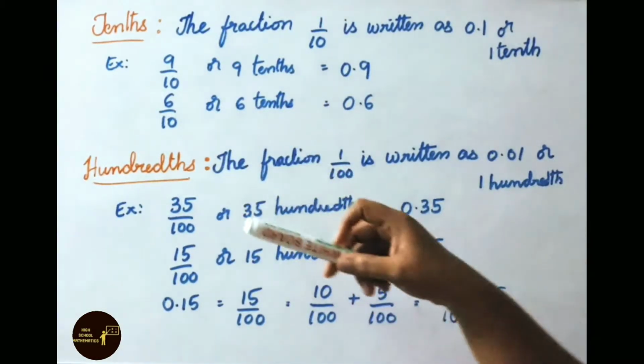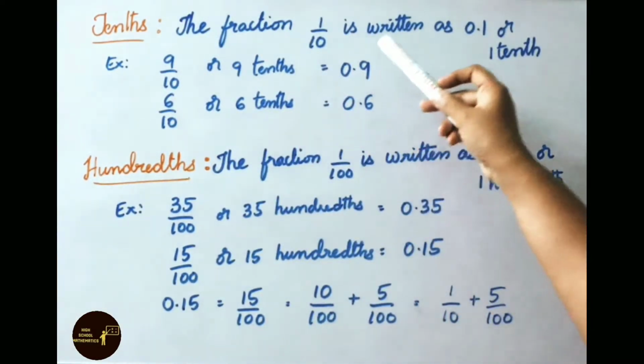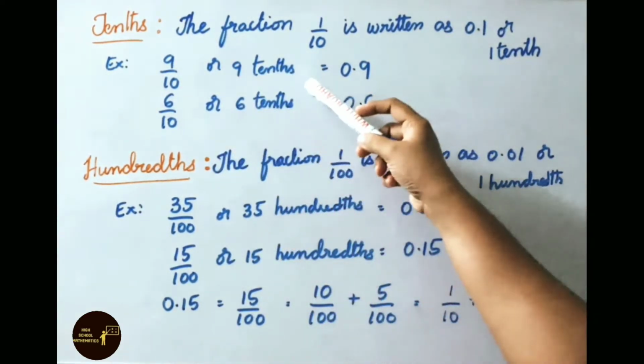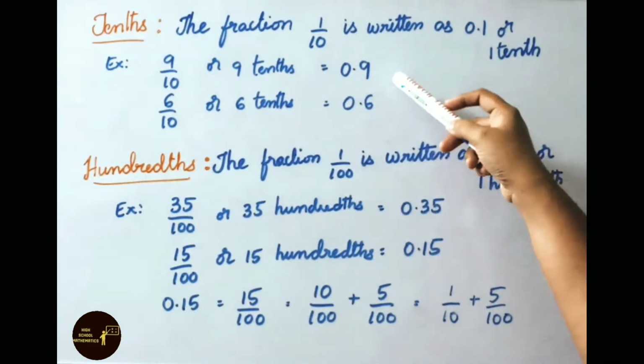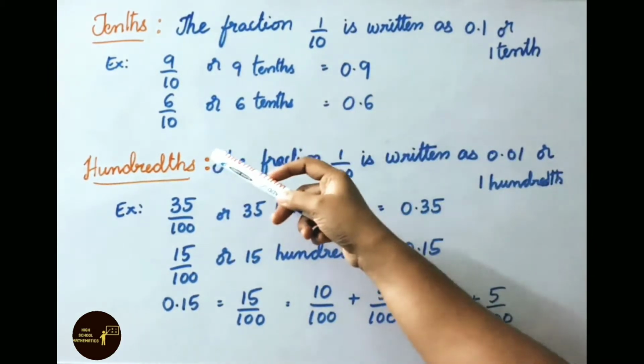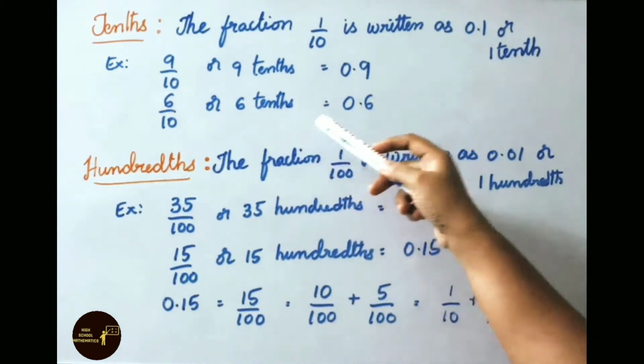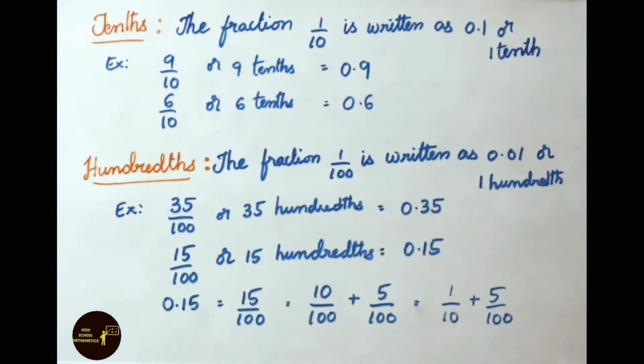See now what are tenths. The fraction 1 by 10 is written as 0.1 and it is read as 0.1 or 1/10. See the example 9 by 10. It can be called 9 tenths, that equals 0.9. See another example, 6 by 10. It can also be read as 6 tenths, that equals 0.6.